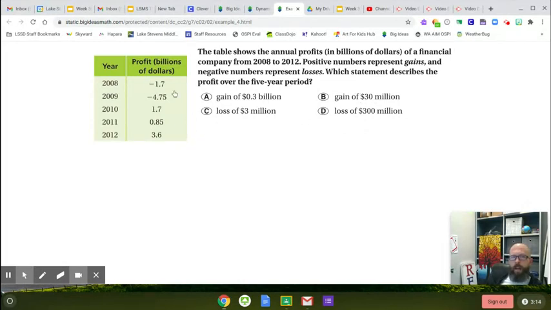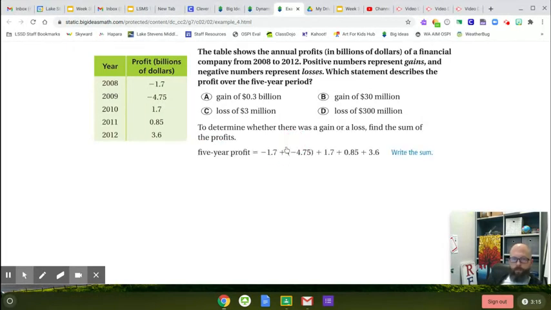So first we're going to add these up together, and I suggest doing one at a time. So negative 1.7 plus negative 4.75. Let's see how they're doing it. So they put them all in a line like this: negative 1.7 plus negative 4.75 plus 1.7 plus 0.85 plus 3.6.